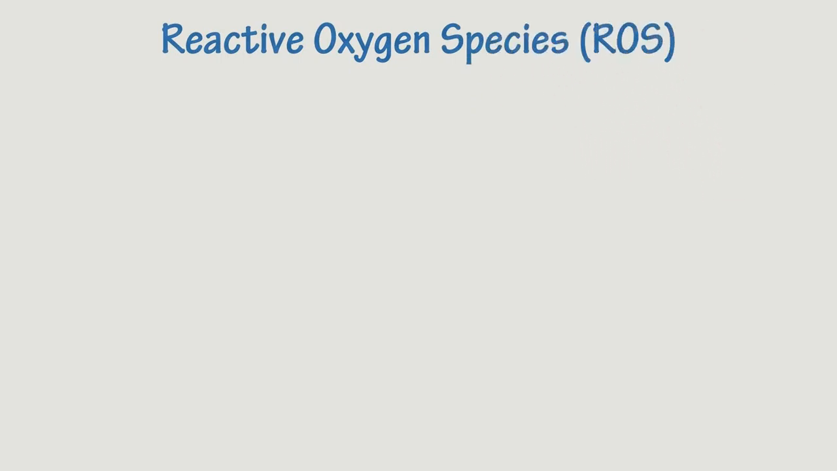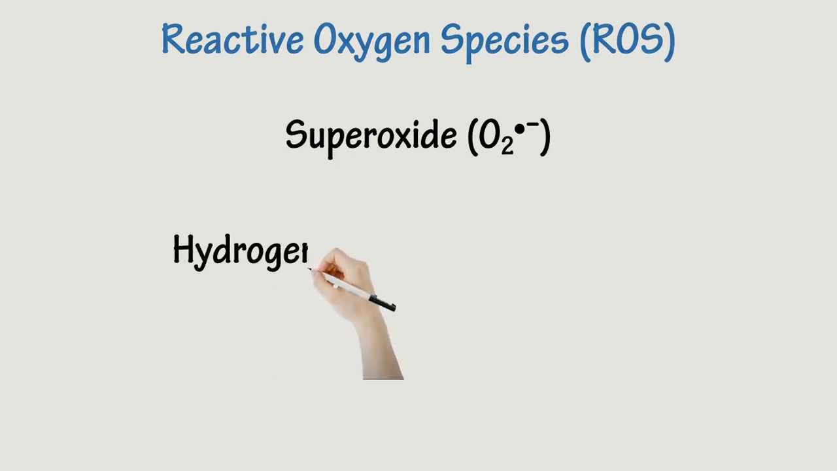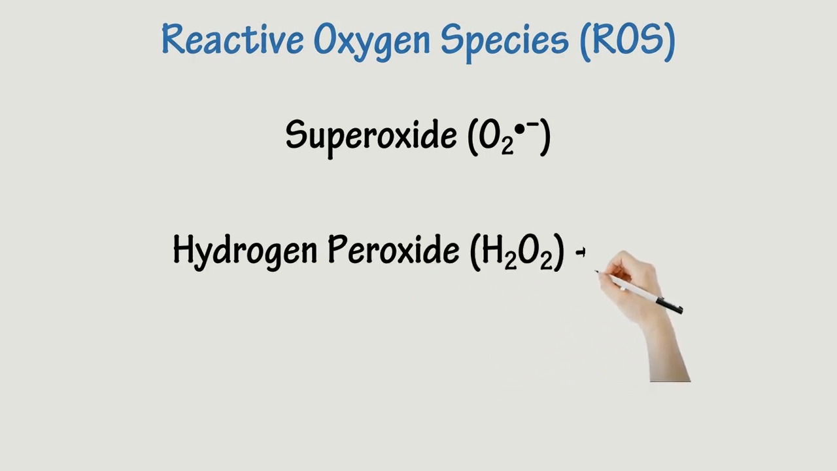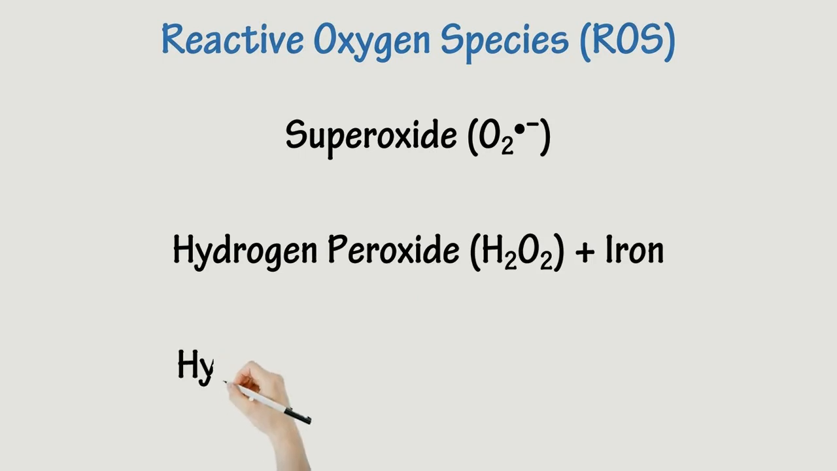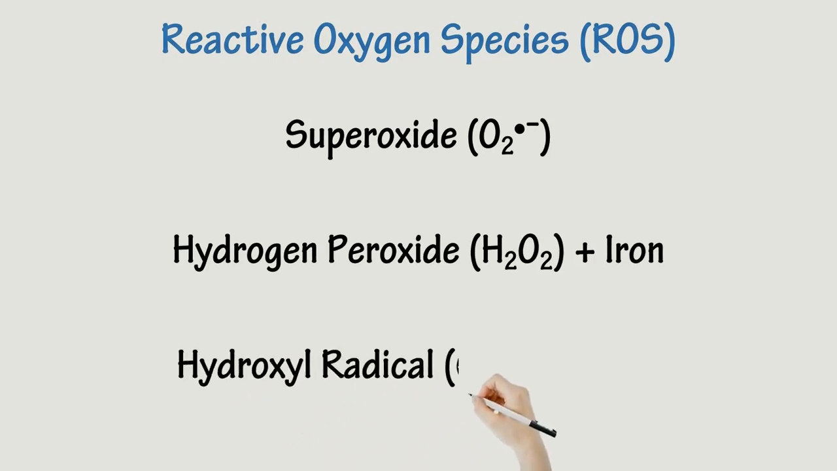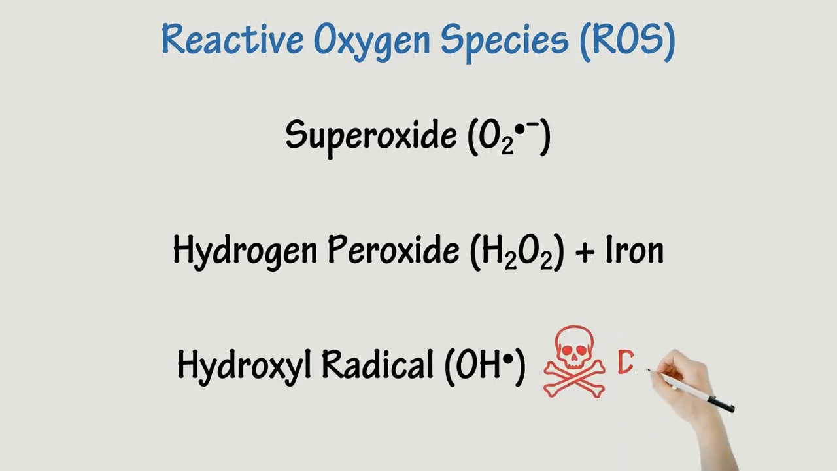There are three you need to know. Superoxide, written O2-, is the primary ROS and the precursor to the others. Hydrogen peroxide, H2O2, is less reactive by itself, but becomes dangerous in the presence of iron. And the hydroxyl radical, OH-, is the most dangerous of all. It directly attacks membranes and DNA. On exams, hydroxyl radical is the favorite.